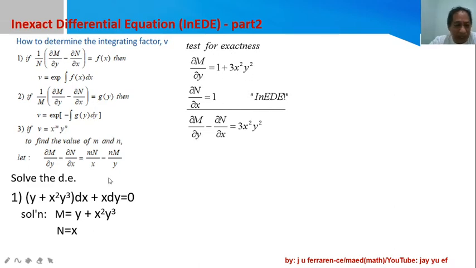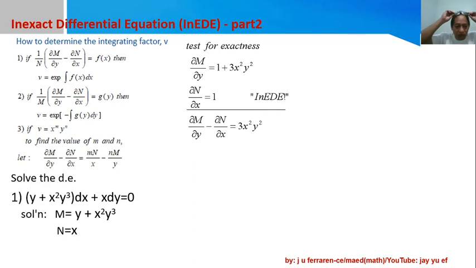Now if you go with the second coefficient, your N, which is x, differentiate that with respect to x, and its derivative is equal to 1. We notice that the two are not equal, so we can conclude that the DE is inexact. Now, as a continuation to find the integrating factor, I have to get the difference of these two partial derivatives. The partial derivative of M with respect to y is subtracted by the partial derivative of N with respect to x. So 1 is eliminated, and the expression left is 3x squared y squared.